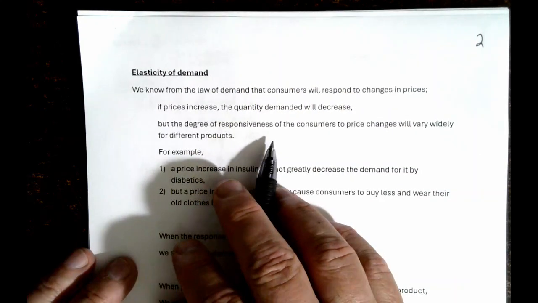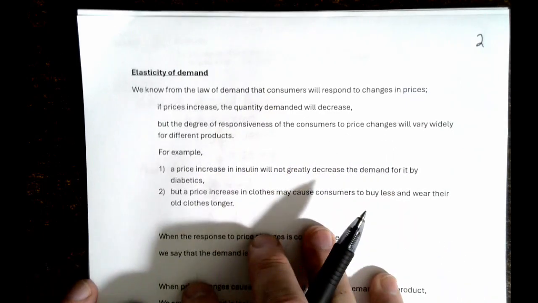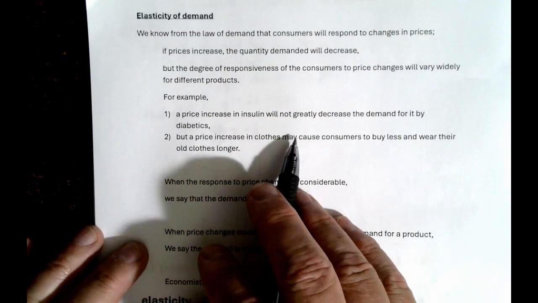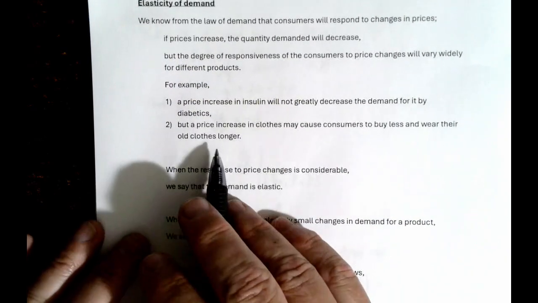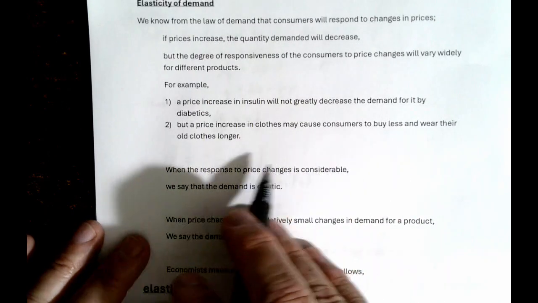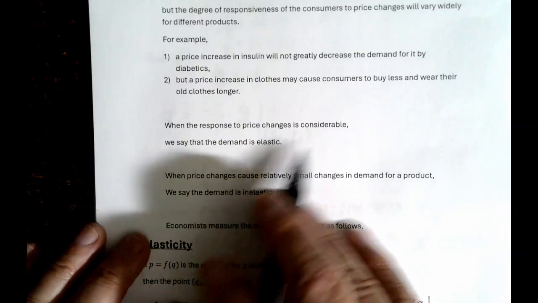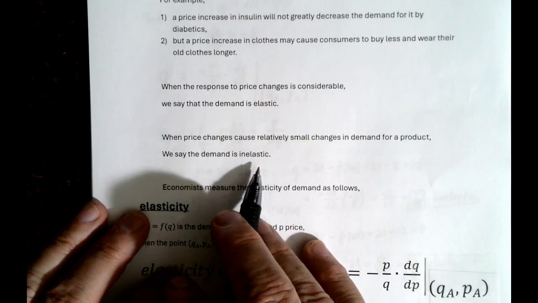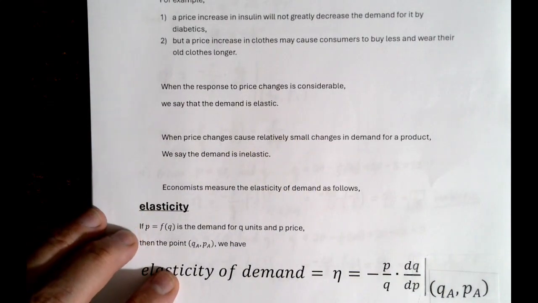But the degree of responsiveness of consumers to price change will vary widely for different products. For example, a price increase in insulin will not greatly decrease the demand for it by diabetics because they need the medicine no matter what the price. But a price increase in clothes may cause consumers to buy less and wear their old clothes longer. When the response to price change is considerable, we say that the demand is elastic. When price changes cause relatively small changes in demand for a product, we say the demand is inelastic.